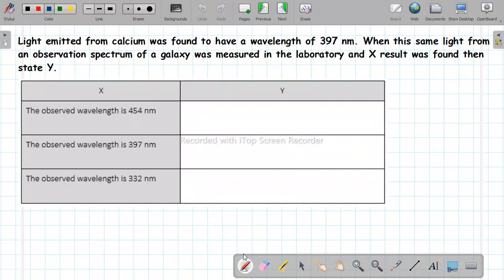Now आपसे कह रहे हैं light emitted from calcium was found to have a wavelength of 397 nanometers, यानी उसकी original wavelength जो है it is 397 nanometers. When this same light from an observation spectrum of a galaxy was measured in the laboratory and X results was found, then state Y. आपसे कह रहे हैं originally wavelength है ये, but laboratory में जब हमने इसको observe किया तो जो apparent wavelength थी, it was 454, in other words greater than the actual wavelength.